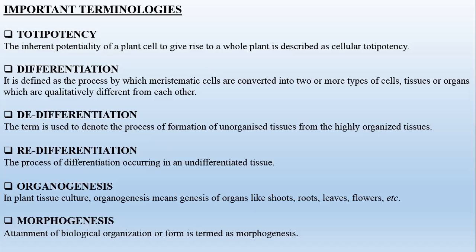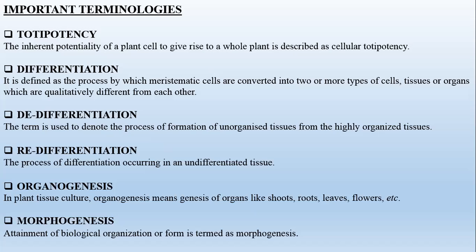The second important terminology is differentiation. It is defined as the process by which meristematic cells are converted into two or more types of cells, tissues, or organs which are qualitatively different from each other. So differentiation is nothing but the change in form when we are growing it on nutrient medium supplemented with hormones and amino acids which are necessary for this differentiation.